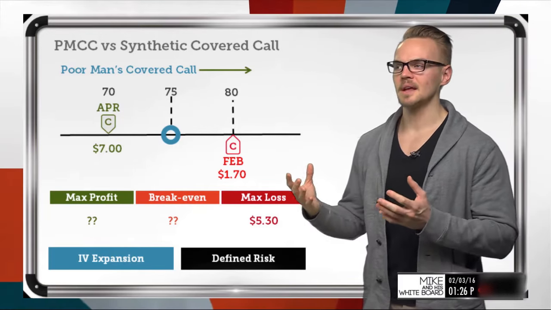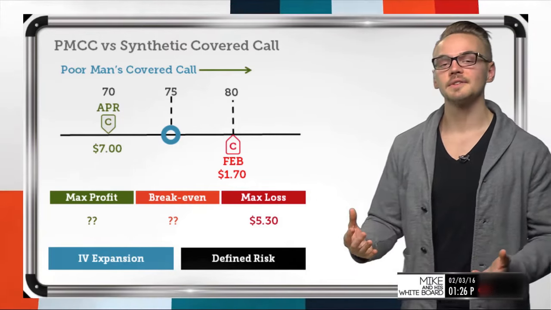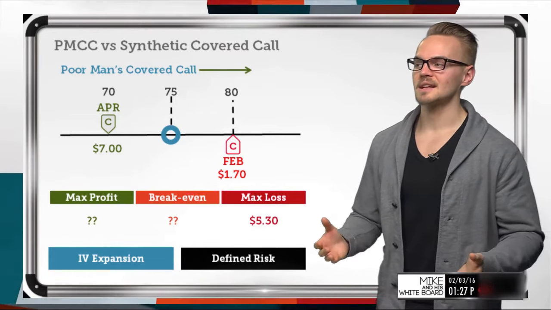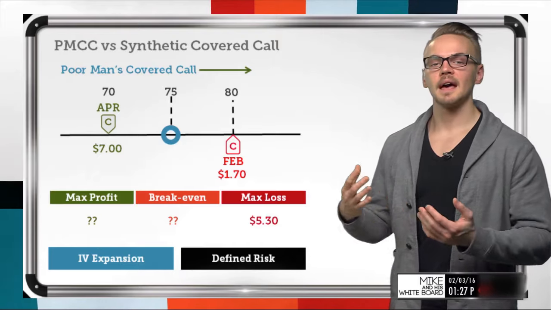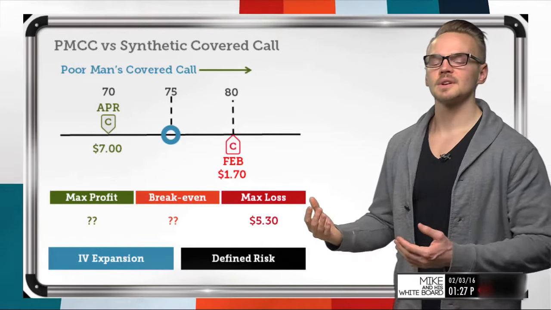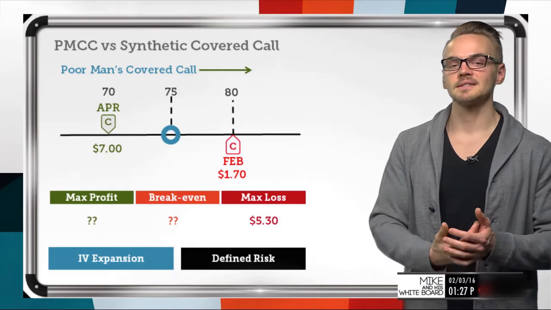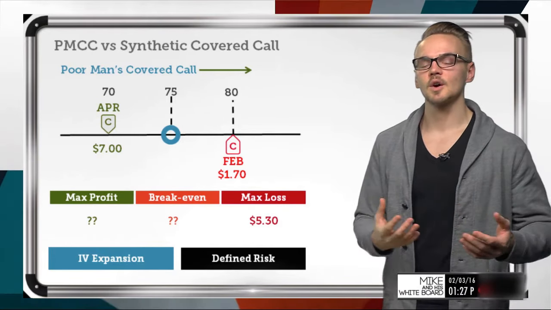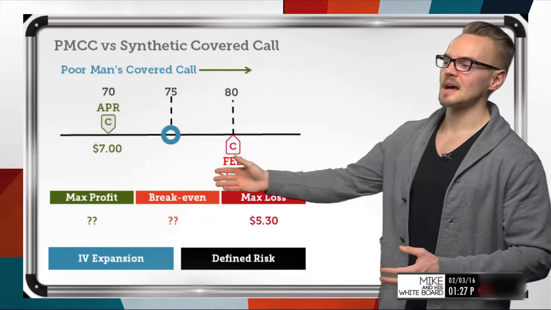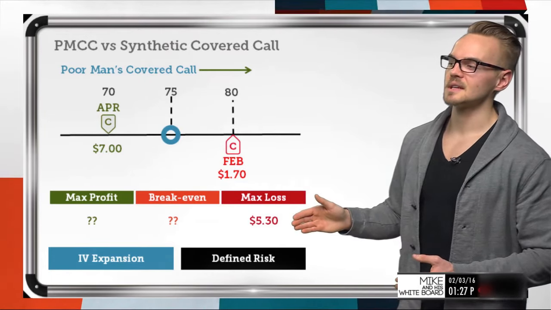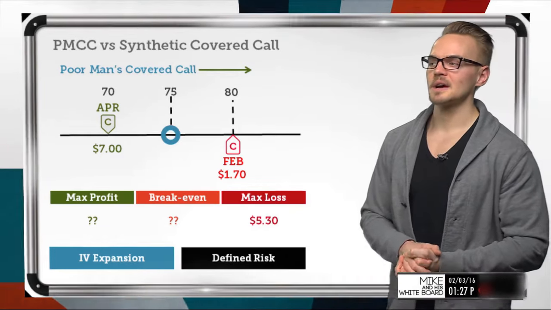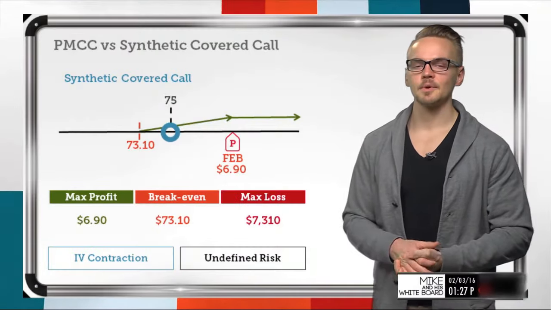So if there's anyone out there that's uncomfortable with undefined risk, this might be a better option in terms of replacing that same bullish assumption than maybe a synthetic covered call or a regular covered call, where the risk is really undefined to that 0 point, because we know a stock can't go below 0, but it can go anywhere in between that. But with this option, the most I can possibly lose is that $5.30. So let's go to the next slide and we'll break down the synthetic covered call in the same way.